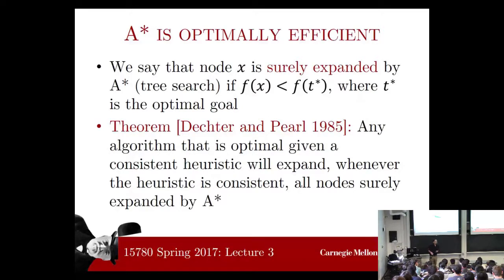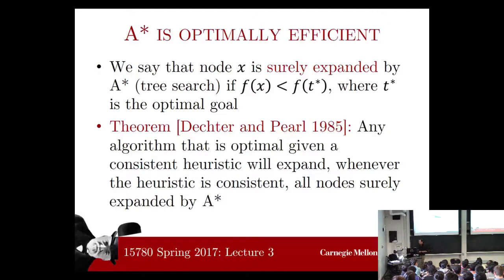Okay, so the exact statement is the following. Any algorithm that is optimal given a consistent heuristic, so the only information you're given is heuristic values, and you know that it's consistent, will expand, whenever given an instance with a consistent heuristic, all nodes surely expanded by A star. Or in other words, what this is saying is in order to guarantee optimality when you're given a consistent heuristic, we actually have to expand all of the nodes that are expanded by A star. So A star, in a sense, does the minimum amount of work needed to guarantee optimality when given a consistent heuristic. Okay, that's the idea. So is the idea clear?